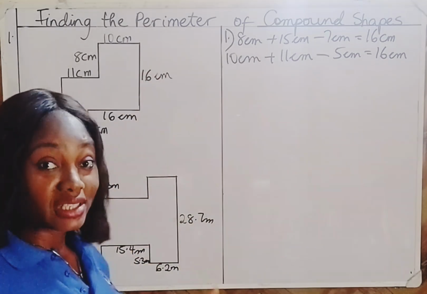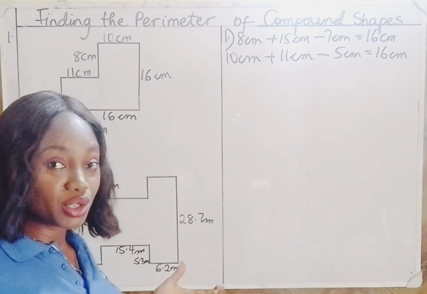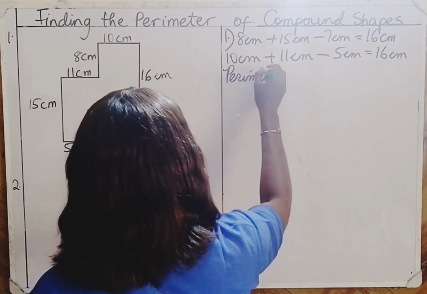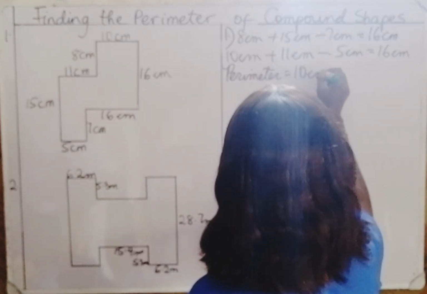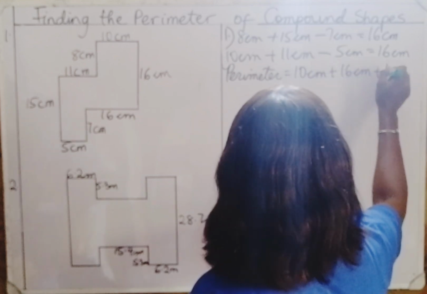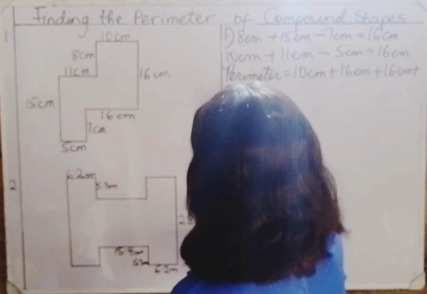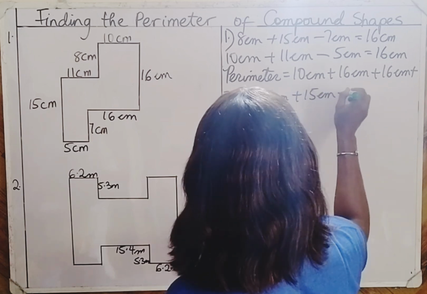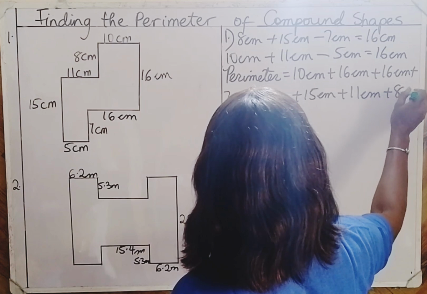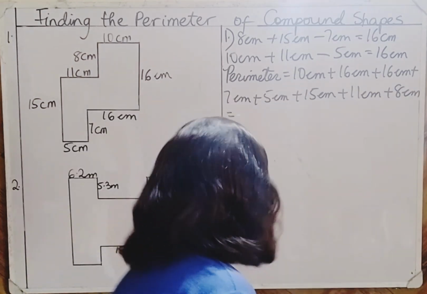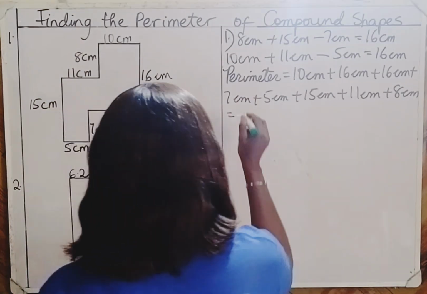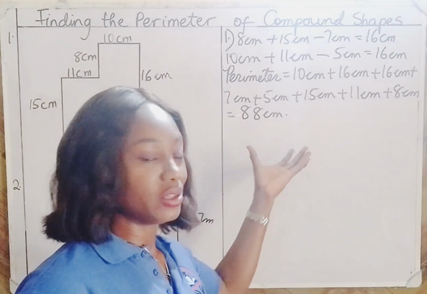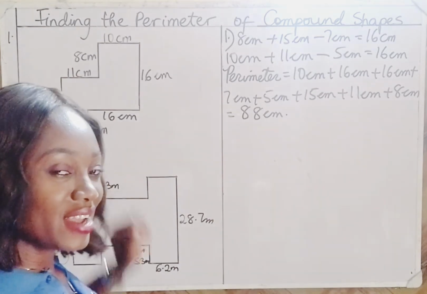Good. Now that we've gotten the value for the missing length, what are we going to do? We can now find the perimeter. Perimeter equals 10 centimeters plus 16 centimeters plus another 16 centimeters plus 7 centimeters plus 5 centimeters plus 15 centimeters plus 11 centimeters plus 8 centimeters. Okay, so we're going to add all of these figures together. Now this is 88 centimeters. Okay, 88 centimeters. That is the actual length for the whole of this compound shape. All right, let's move on to question 2.